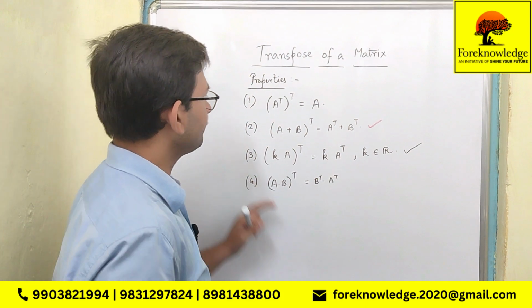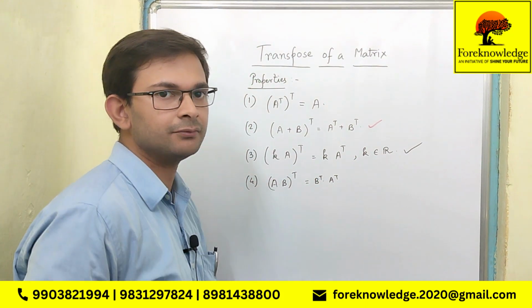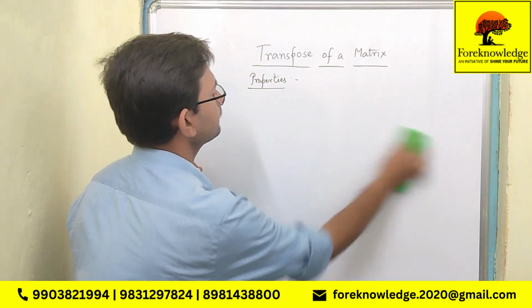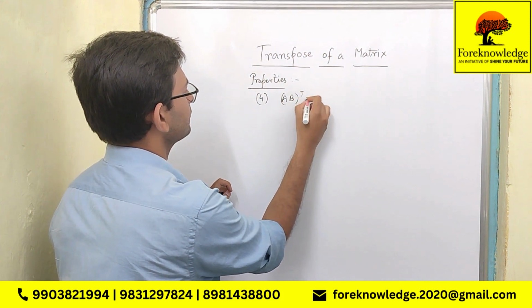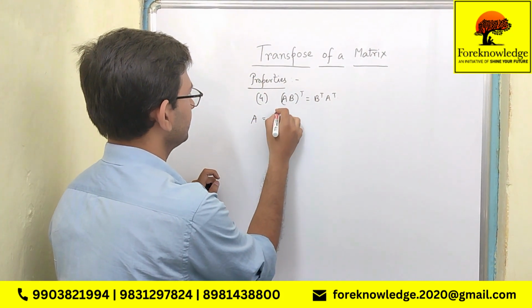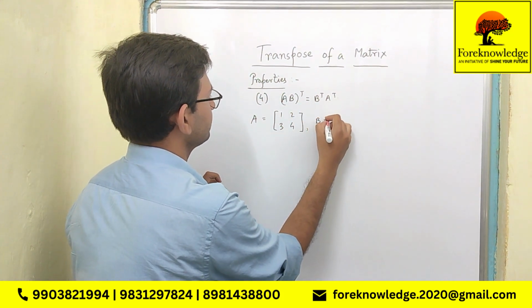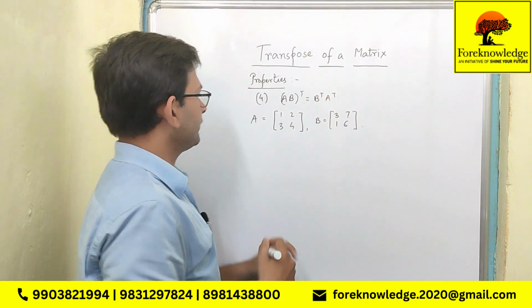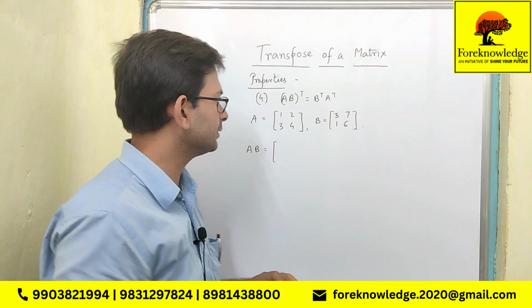If you allow me, I will be erasing the first three properties and we'll write the fourth one at the top, and then we'll show an example. The fourth property says that AB whole transpose is B transpose A transpose. Let us take two matrices. I am taking 2 cross 2 for our calculation. A is 1, 2, 3, 4, and B is 3, 7, 1, 6. So first we have to identify AB. We have to multiply AB. 2 cross 2, 2 cross 2, so multiplication is compatible.